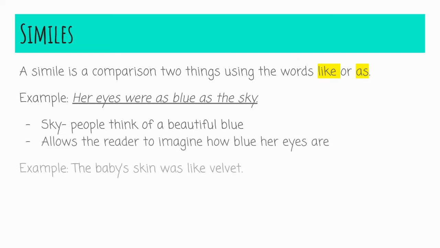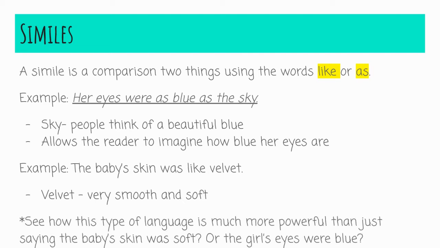Another example could be the baby's skin was like velvet. When you think of velvet, you think of something very smooth and very soft. And so you see how this type of language is much more powerful than just saying the baby's skin was soft or the girl's eyes were blue.